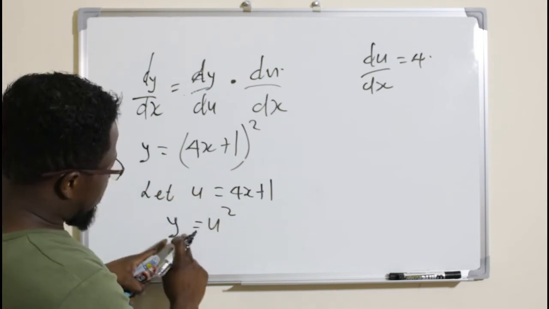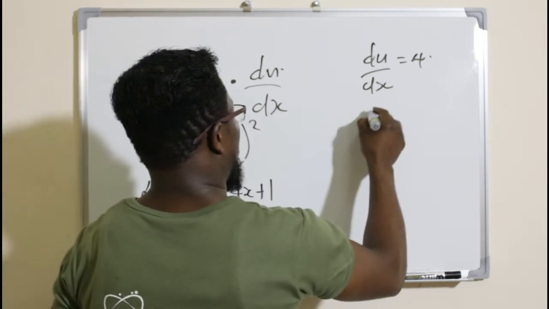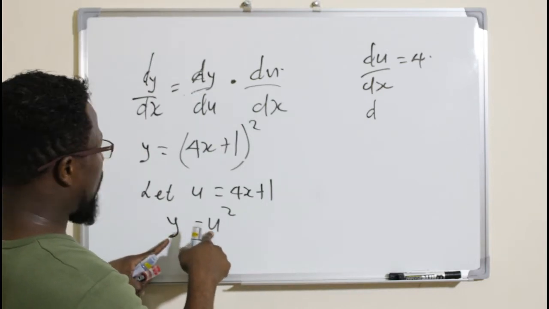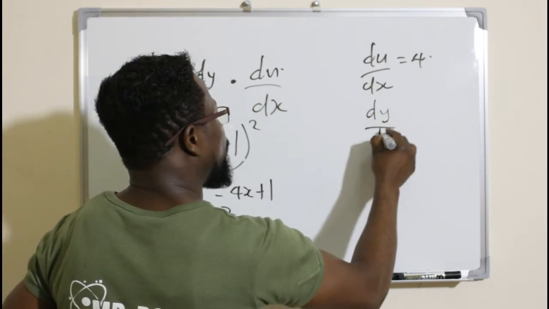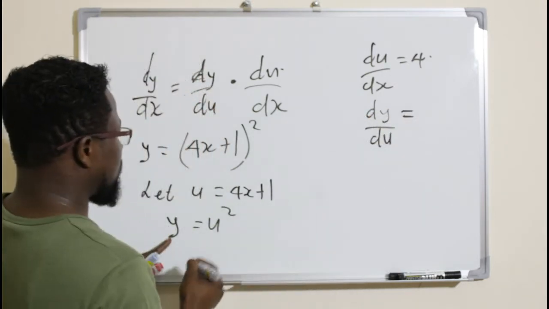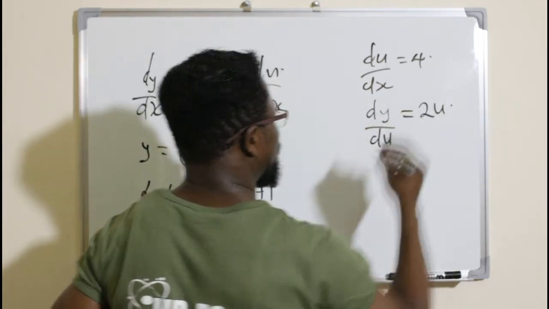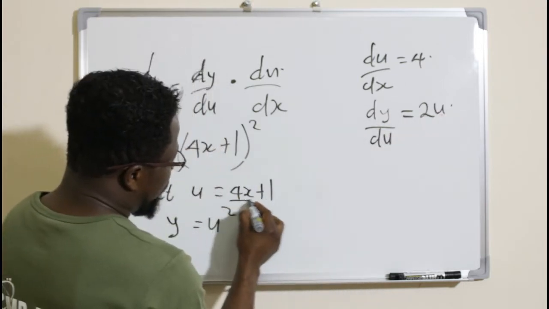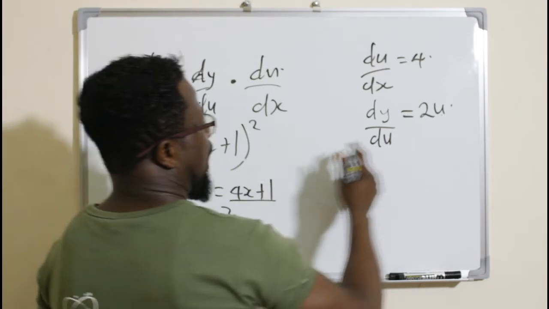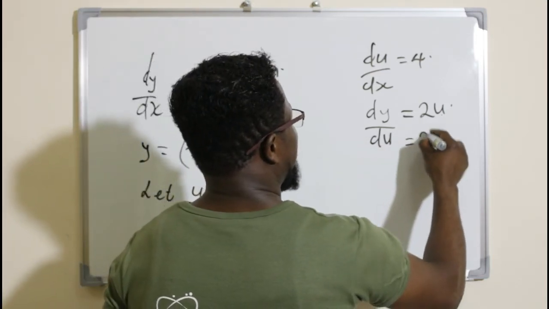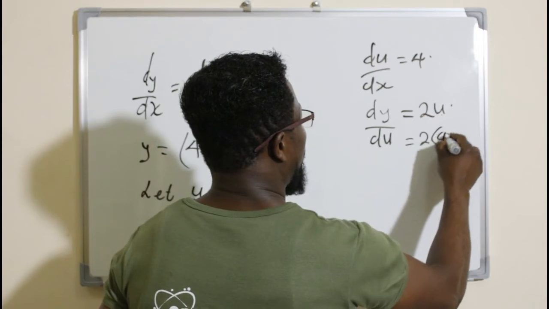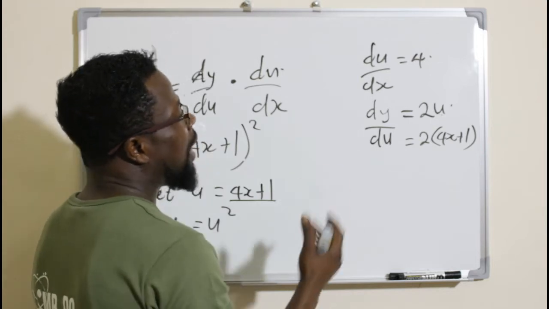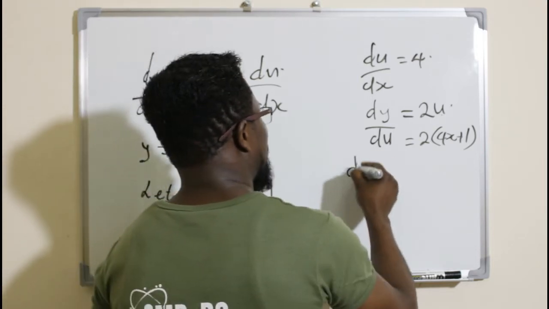And now I need to take the derivative of these as well. So I'll now become what? I'm differentiating y with respect to u. So that becomes dy/du, and that is going to be just 2u. But what is u? u is simply 4x plus 1. So I can just say that this is the same as saying 2 into 4x plus 1.